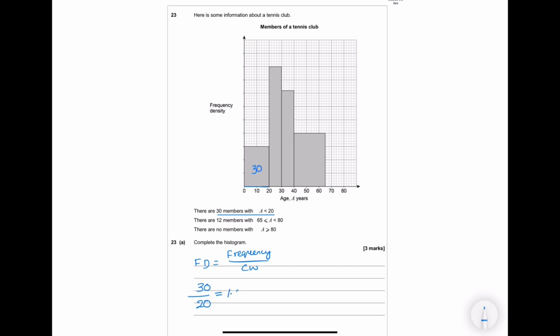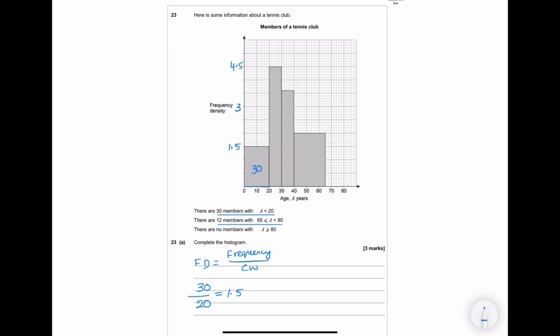For the first bar, we know the age is less than 20 for 30 people. So 30 is the frequency divided by the class width of 20. That will give us 1.5. So that bar is up to 1.5. And now we fill the scale for each of those grids, increasing by 1.5: so 1.5, 3, and 4.5.